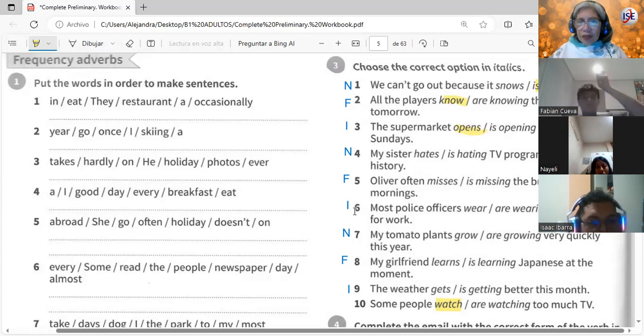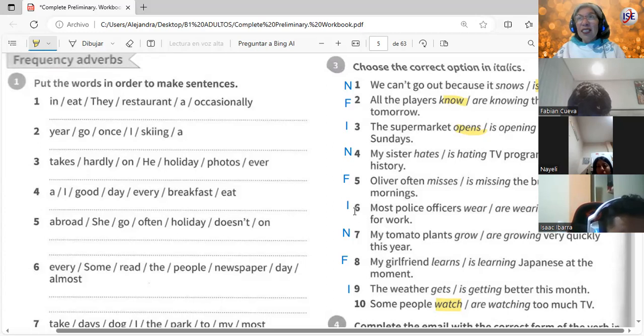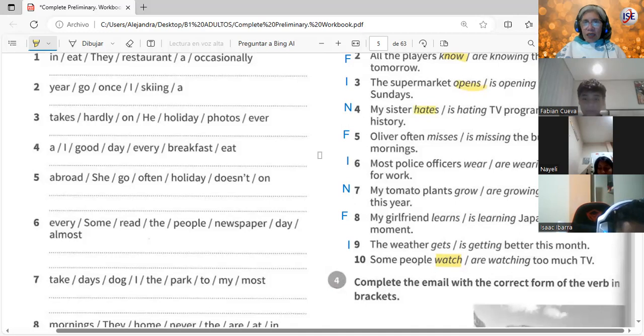Nayeli, number four. My sister hates TV programs about history. History. Remember, the H sounds like J. History. Okay, Fabian, number five, please. Oliver often misses the bus on Monday morning. Okay. Bus.